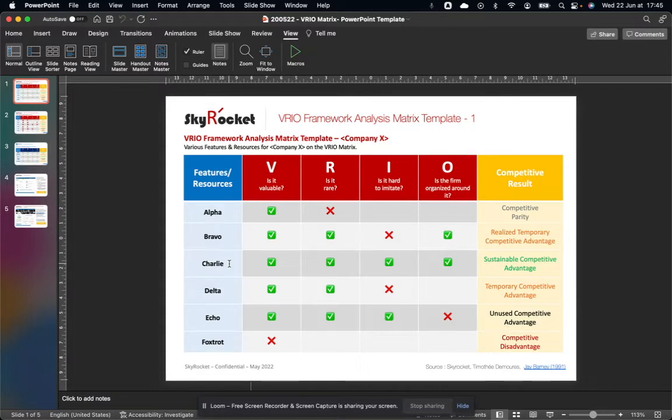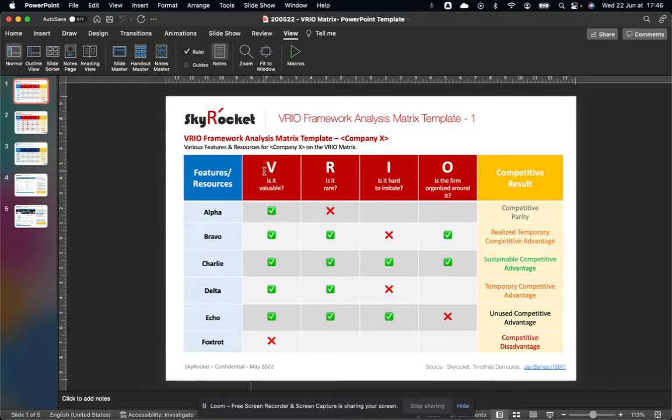As Think Insights defines it, it's all assets, capabilities, organizational processes, firm attributes, information and knowledge controlled by the given firm that enables it to improve its efficiency and effectiveness. So examples of people, patents, equipment, certifications, buildings, leaders, primary goods, knowledge, know-how, etc. The principle of the VRIO framework is to analyze each of these resources with a four-step process.